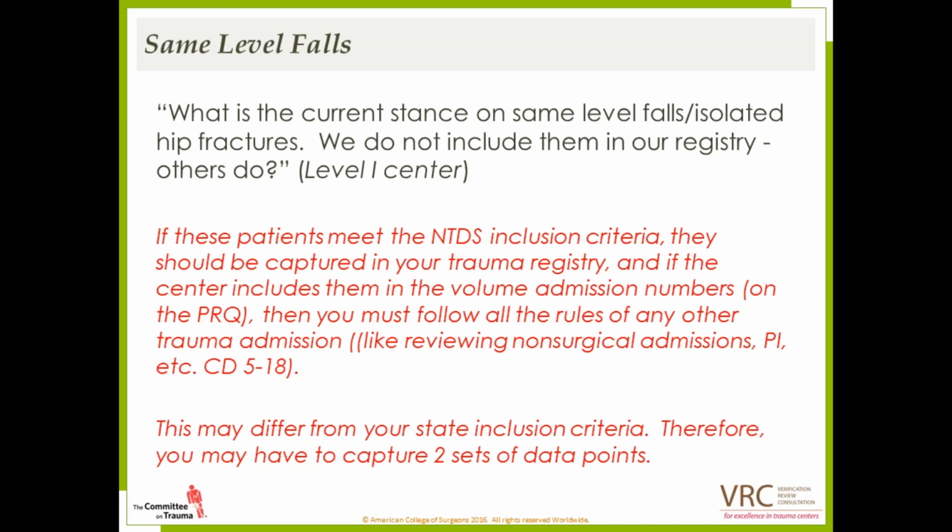Now, I do want to state that this may differ from your state inclusion criteria. If it does, you may have to capture 2 sets of data points. So just keep that in mind. If you're in a state that requires a different type of inclusion criteria from the ACS, you're going to have to capture 2 sets. For verification purposes, we're looking for the ones that meet the NTDS inclusion criteria.